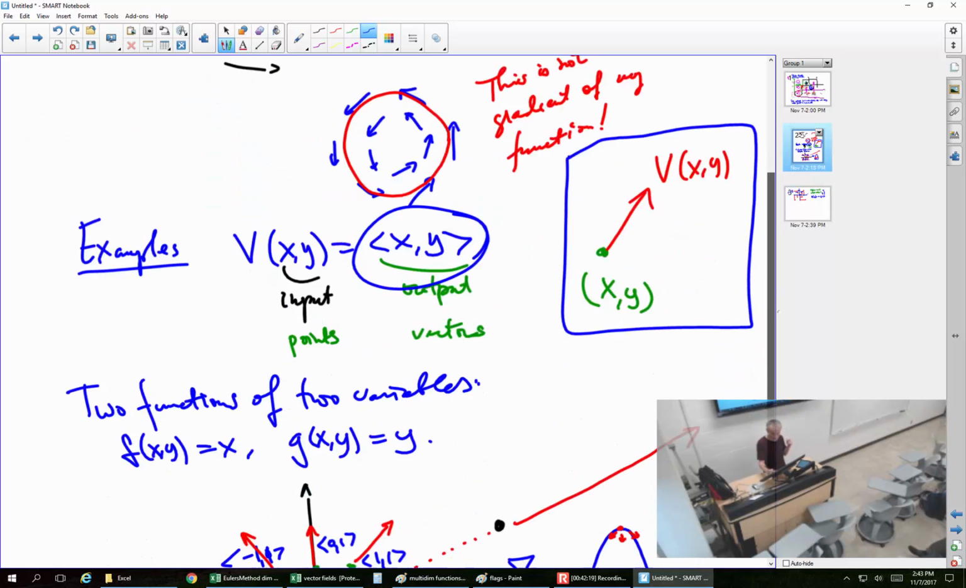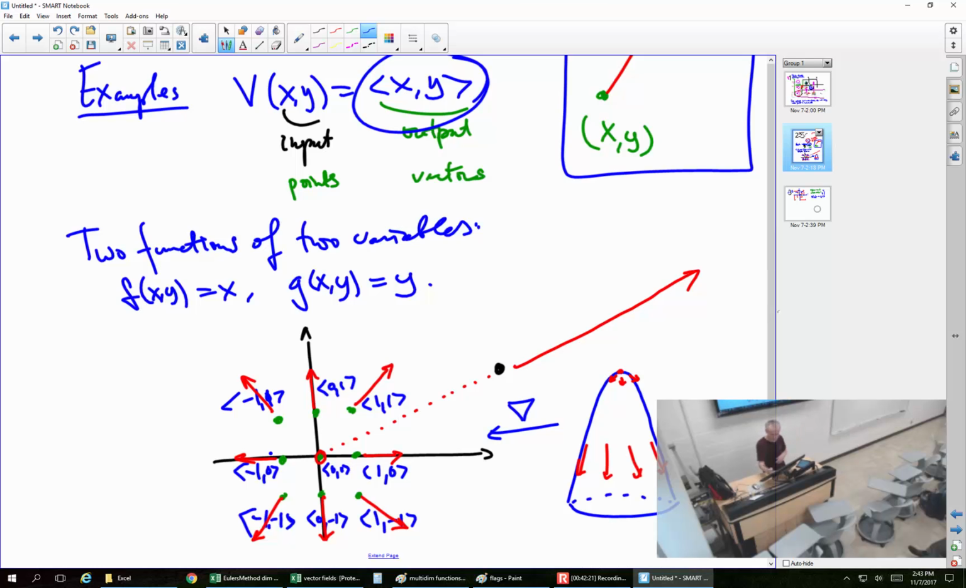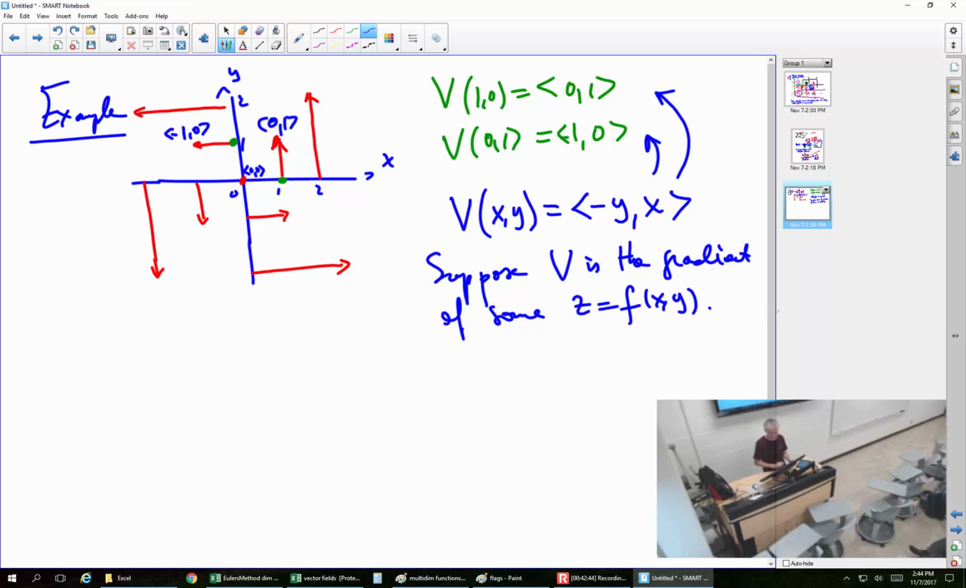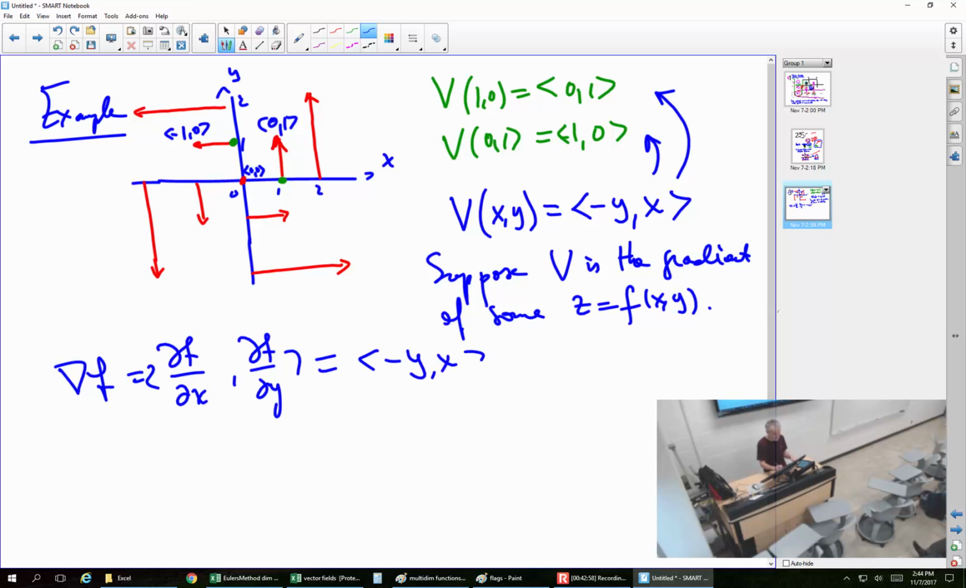This actually looks a little bit like gravity, even though in the opposite direction. But this one, what is it? Rotation. Well, anyway, let's try. Let's suppose v is the gradient of some z equal f of xy. That's uncomplicated. So the gradient of f is naturally the partial of f with respect to x, the partial of f with respect to y, and it's supposed to be equal to negative y, x.